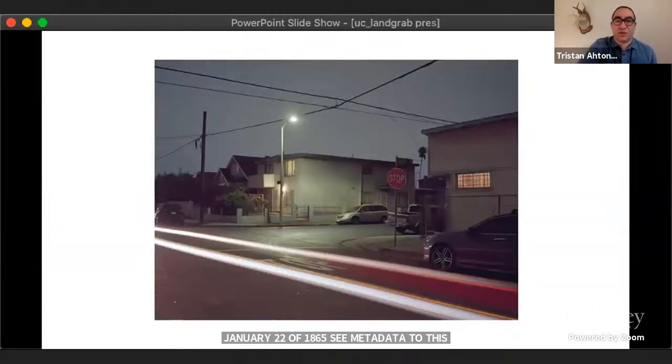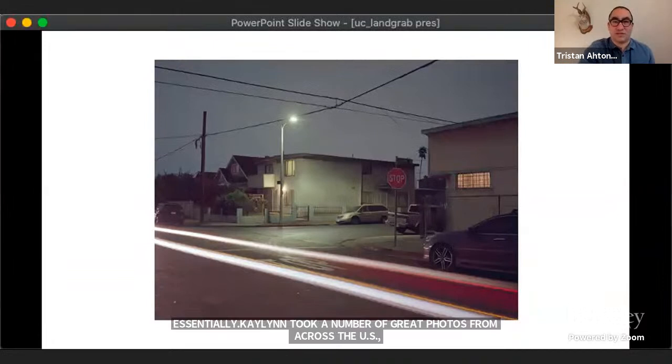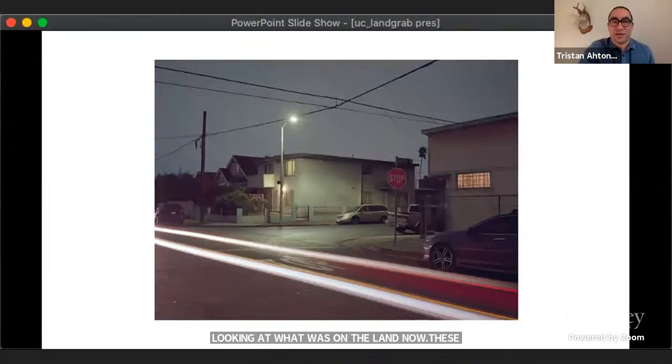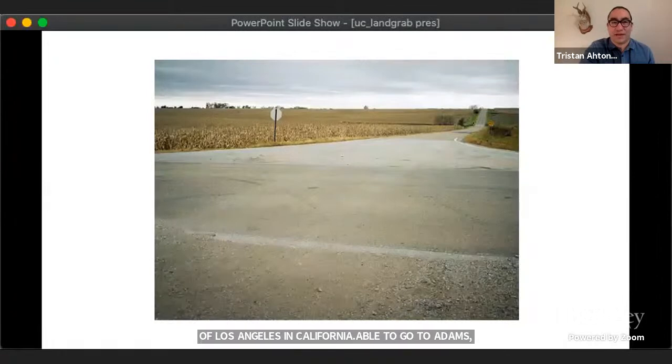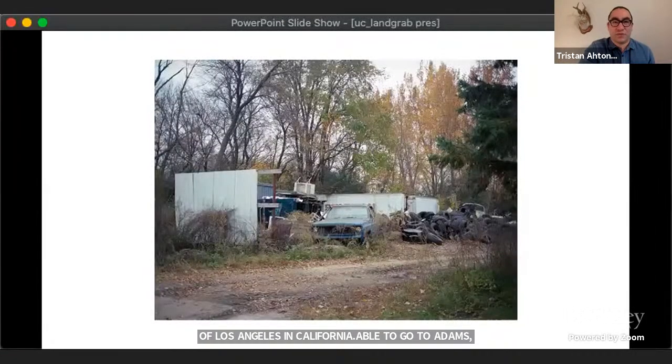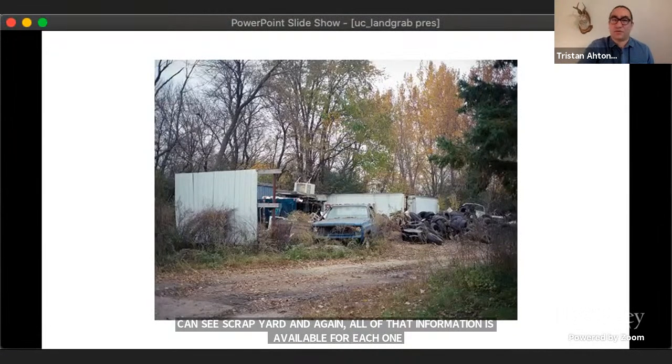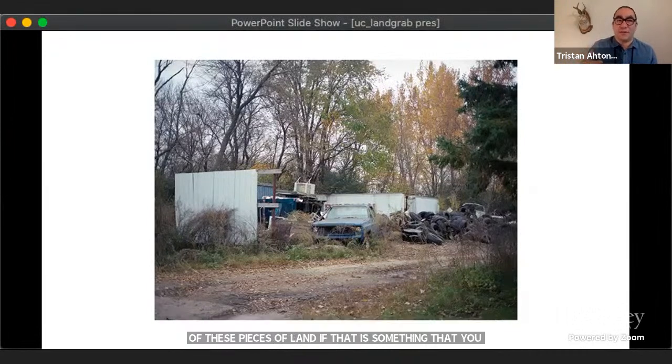Kaylin also took a number of great photos from across the US looking at what was on the land now. These were residences just outside of Los Angeles in California. He was able to go over to Adams, Nebraska, where cornfields are now on that land. And then even to Minnesota, where we can see the scrapyard in El Rosa. And again, all of that information is available for each one of these pieces of land, if you're interested in visiting and getting a sense of what's actually there.